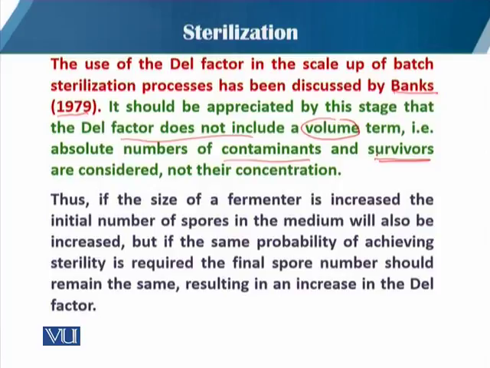So if the size of the fermenter is increased, the initial number of the spores in the medium will also increase. If a medium contains a uniform amount of viable cells, and we increase the volume of the medium, the number will also increase at the same rate. Then if the same probability of achieving sterility is required, the final spore number should remain the same, resulting in an increase in the del factor.